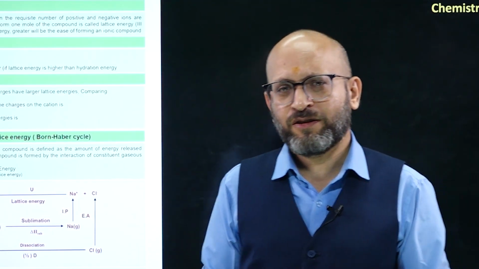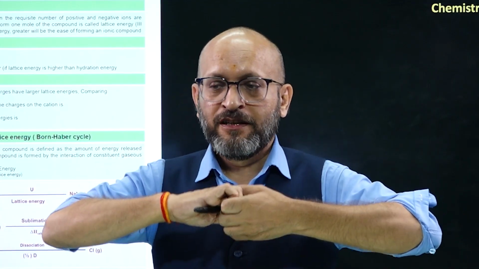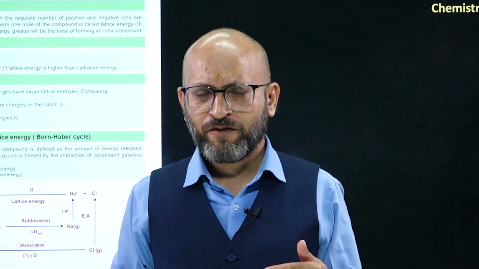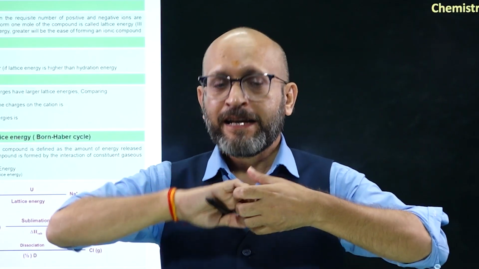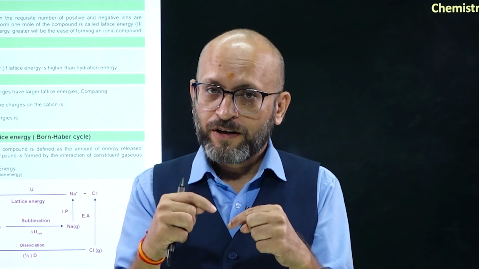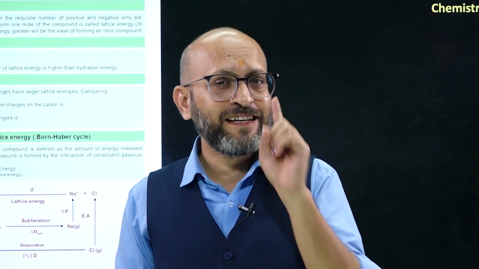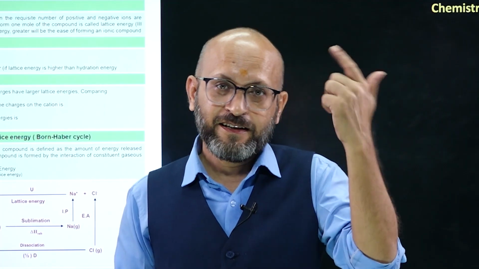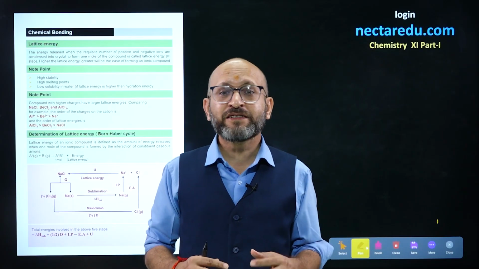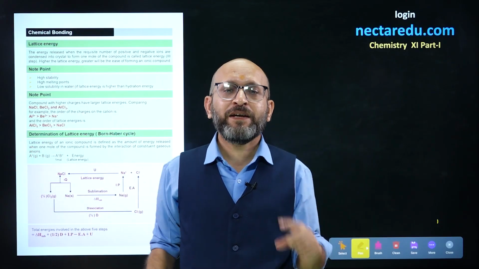So what does this depend on? As I told you, the more the attraction between Na+ and Cl-, or any ionic compound, the more the energy required to separate them. For that matter, if the attraction between cation and anion is more, the lattice energy value will be more. If attraction is less, the value of lattice energy will be less. So where does attraction come from? Just give it a thought. If charges are more, attraction will be strong, so the energy required to remove ions will be more.